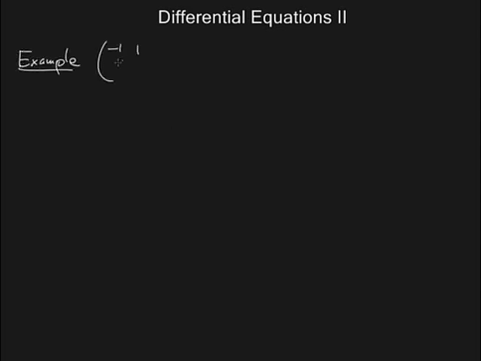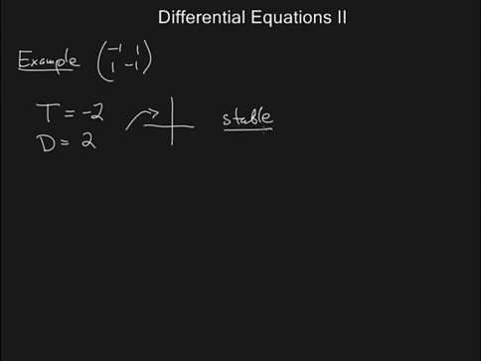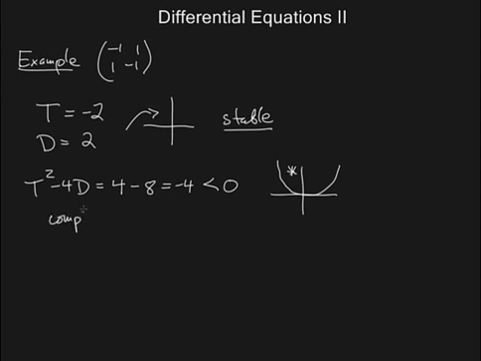And to illustrate how powerful this is, let's do one example. Let's take this 2 by 2 matrix. Its trace is minus 2 and its determinant is 2. So without doing any more work, I can tell exactly what's going on. We're in this region, so that's the stable region, negative trace and positive determinant. And T squared minus 4D is, let's see, it's 4 minus 8, which is negative. And that means that we're in the complex eigenvalue region. We're up here. So this must be a stable situation with a complex eigenvalue.